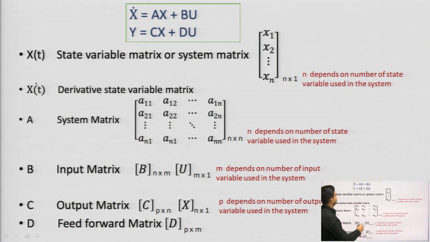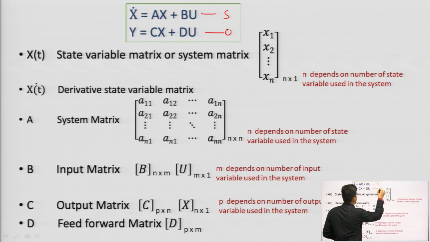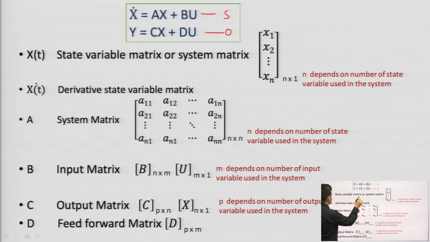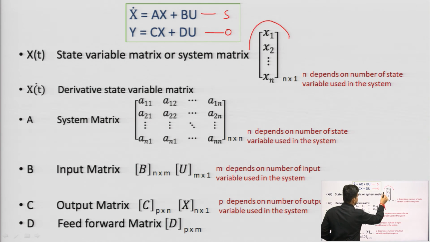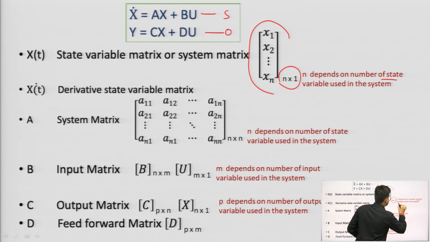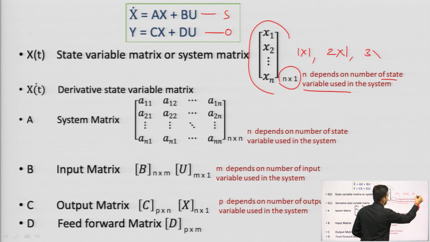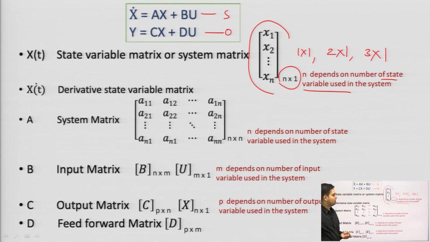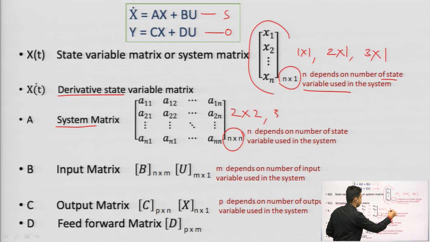Now, this is the equation that we define, this is the state equation and this is my output equation. Okay. So, x(t) is the state variable, right, which is given by this vector x1, x2, x n. So, its order is n cross 1. Here n depends on the number of state variables. If I am having one state variable, order is 1 cross 1. If I am having two state variables, order is 2 cross 1. If I am having 3 state variables, order is 3 cross 1. So, n is the number of state variables I am using, and that will decide the size of this matrix. X dot is the derivative of the state variable matrix. A is the system matrix, given by this order of n cross n. Again same concept, 2 variables, 2 cross 2, 3 variables, 3 cross 3.